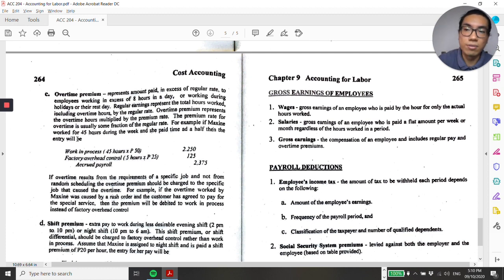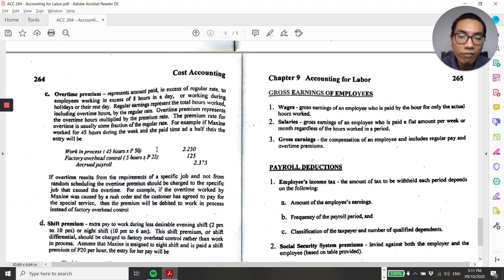Okay? So yan, for this particular problem, kung 45 hours yung na-work ni Maxine, and knowing na 50 per hour yung kanyang regular rate per hour, that will give us 2,250. And based on the given na she is paid time and a half, then yung magiging charging natin for the overhead rate or doon sa cost ng overtime premium natin, that's 0.5 of her regular rate. So that would give us 25 yung magiging overtime premium natin per hour.